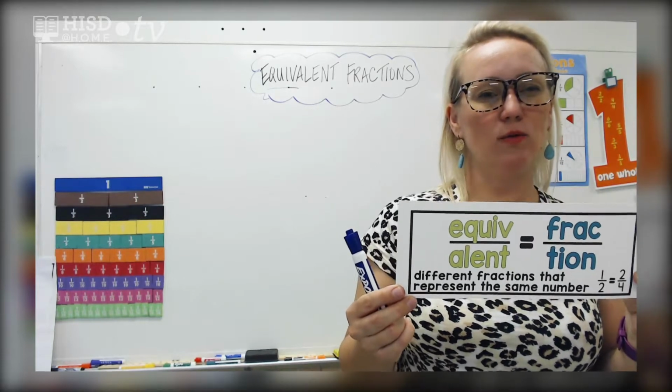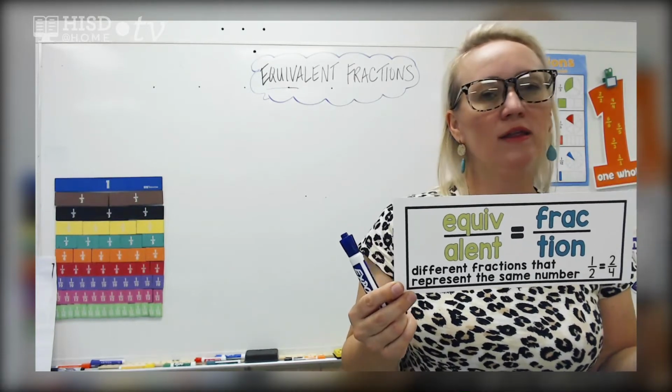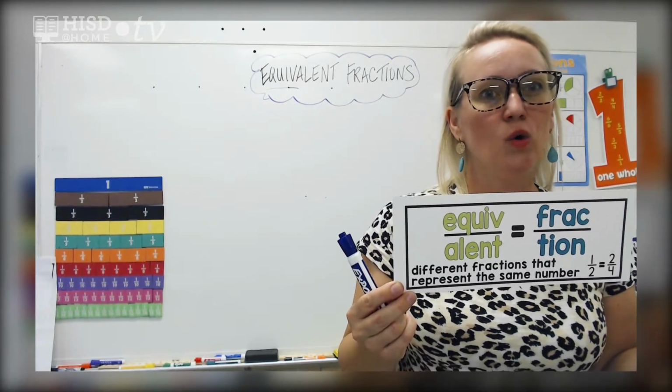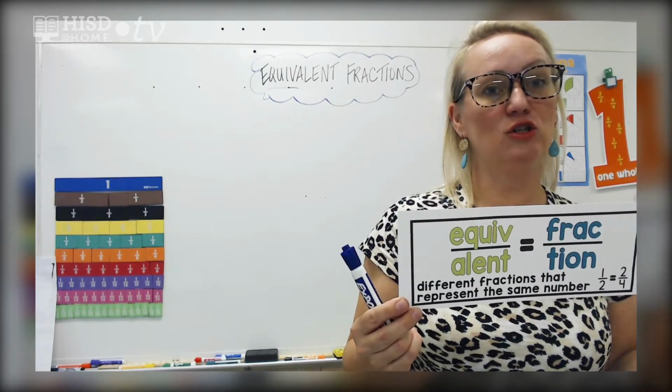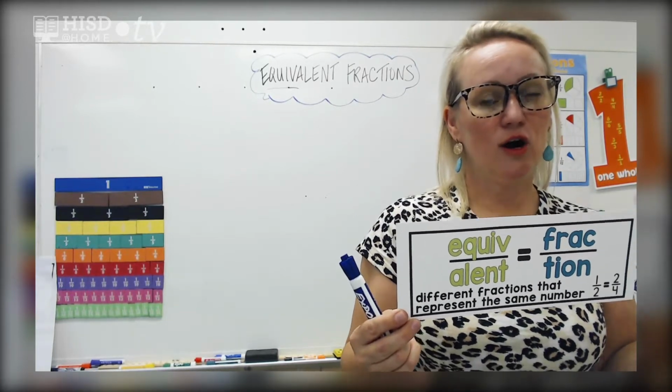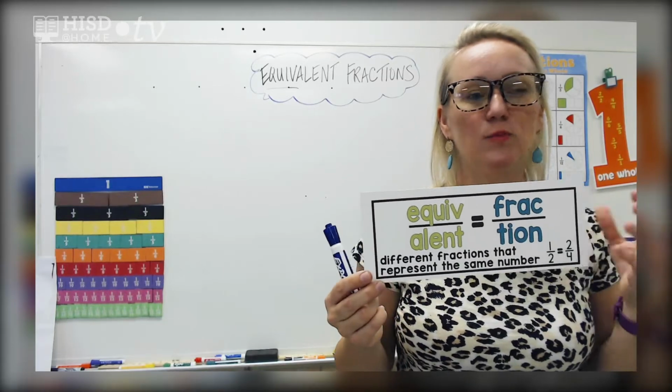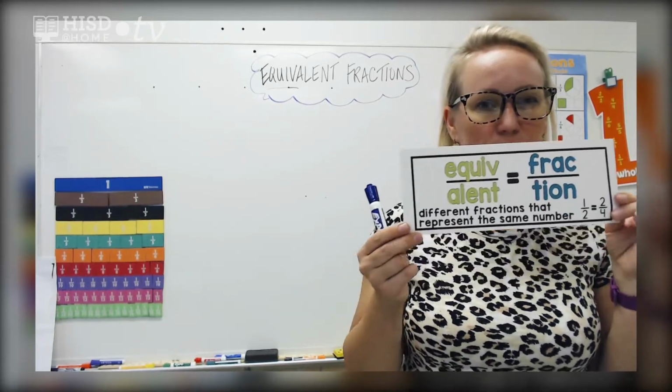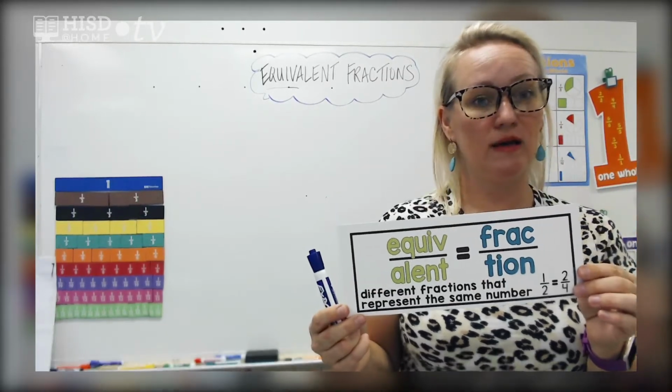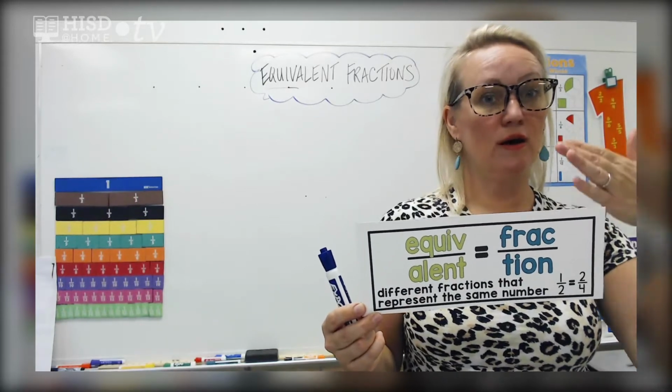Think about what that really means. Different. Well, how can they be the same thing if they're different? Well, they're not actually different. They just look different. They're not different because they're the same value. So let's break this down, and I think it'll make sense. I'll hold this up again at the end of the video so we can come back to it.